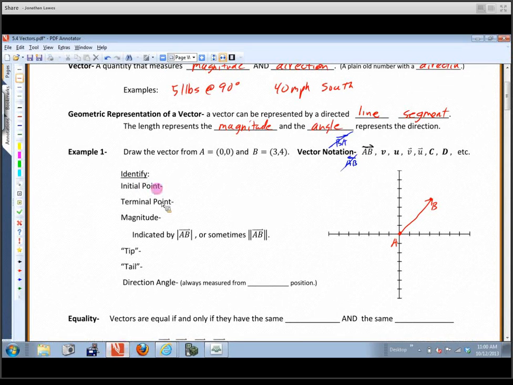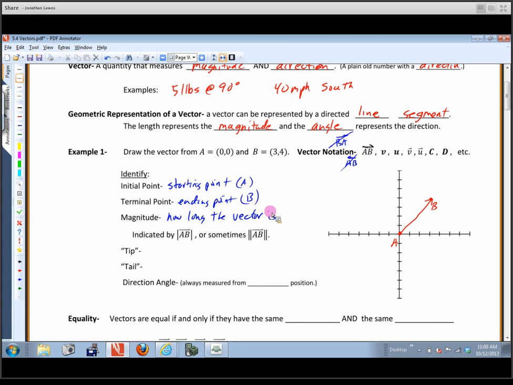So let's talk about what the initial point is. The initial point is just like it sounds. It's the starting point. So in this case, the initial point would be A. The terminal point is the ending point, or where it stops. So in this case, that would be point B. And then the magnitude would represent how long the vector is.